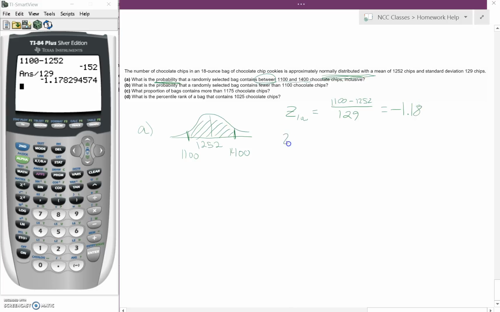And the z-score for the higher value would be 1,400 minus 1,252 over 129, which I'm going to put in one step by using parentheses. That would be a z-score of 1.147, which would be 1.15.